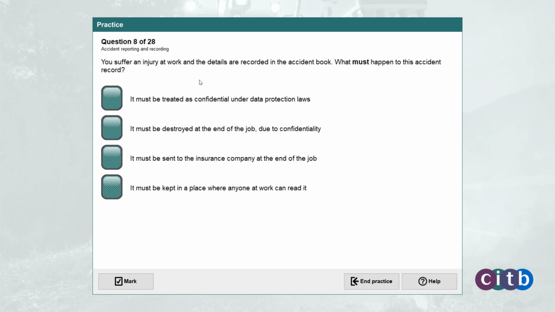You suffer an injury at work, and the details are recorded in the accident book. What must happen to this accident record? It must be treated as confidential under data protection laws. It must be destroyed at the end of the job due to confidentiality. It must be sent to the insurance company at the end of the job. It must be kept in a place where anyone at work can read it.